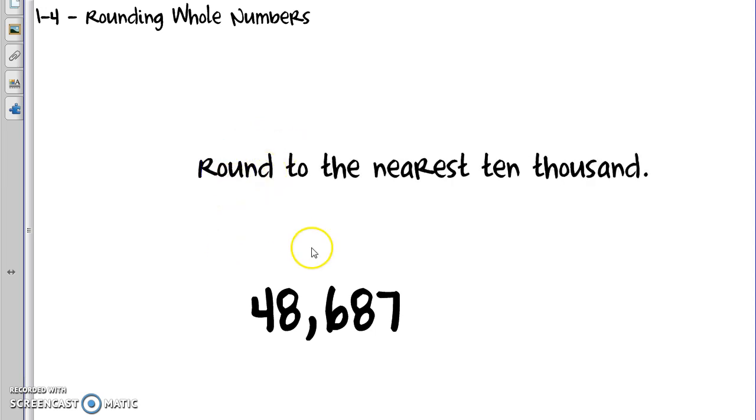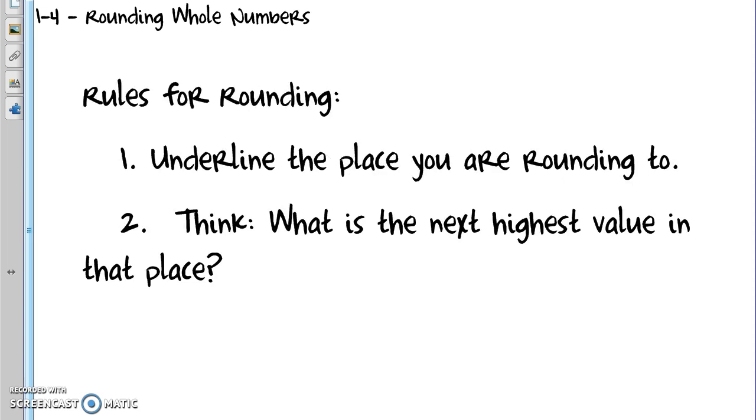You will round to the 10,000s place. Which number is in the 10,000s place? It is the 4. So underline that 4. Now we know that that 4 has a value of 40,000. Your next step is to think, what is the next highest value in that place?